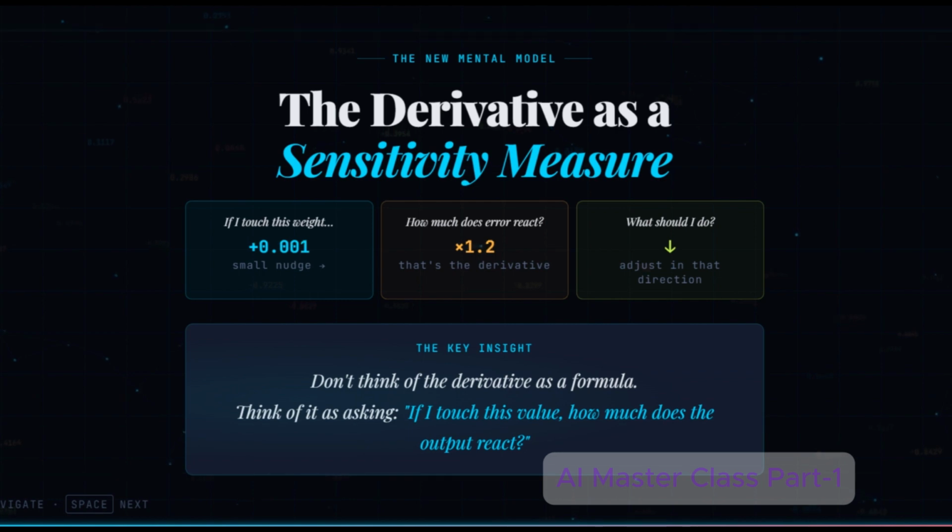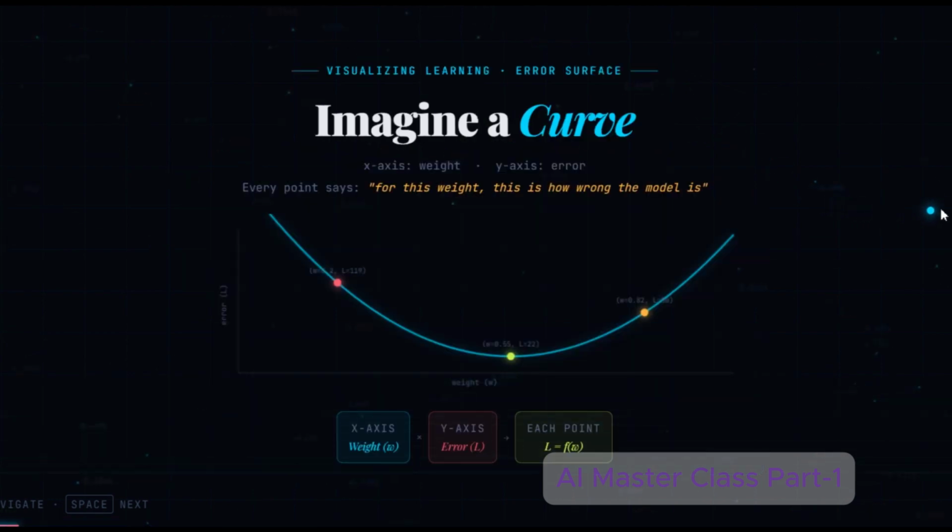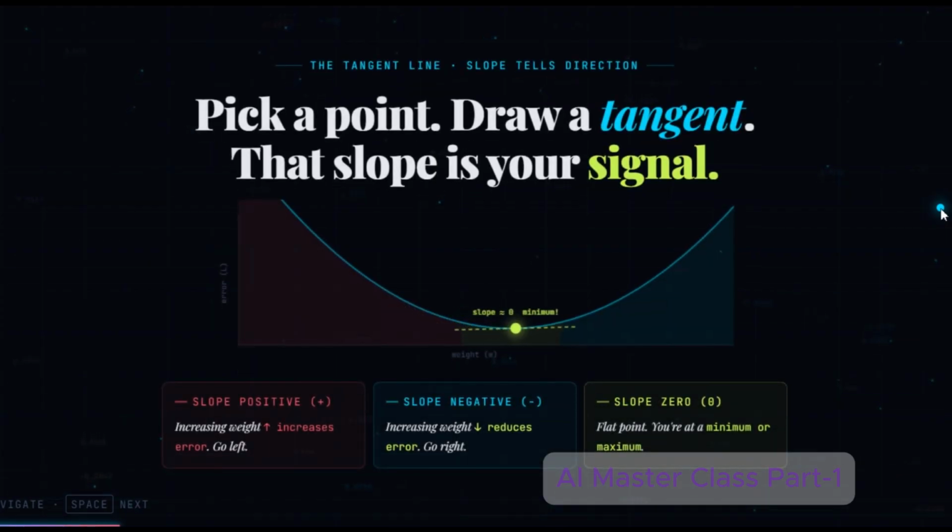Now imagine a curve. On the x-axis you have weight and on the y-axis you have error. So every point on this curve tells you, for this weight value, this is the error. Now pick a point on that curve and draw a tangent line. That line has a slope, and if that slope is positive, that means if you increase the weight, the error increases, and if the slope is negative, then increasing the weight reduces the error. And if the slope is 0, you are at a flat point, which is typically a minimum or maximum.